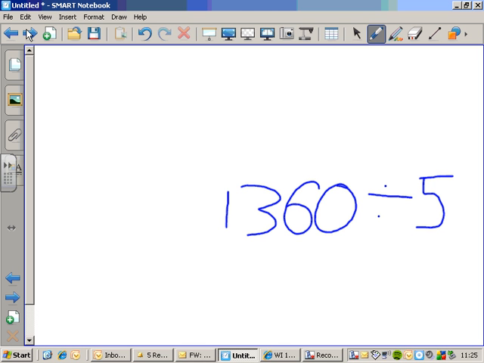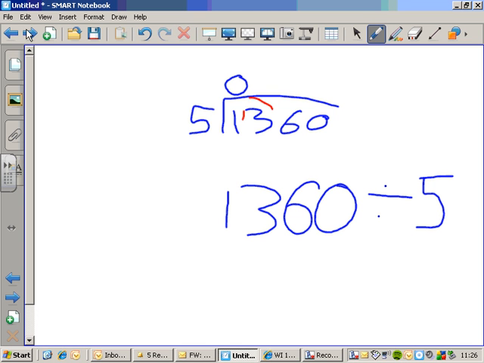1,360 divided by 5. So we use our bus shelter again. And now, Ethan, how many times does 5 go into 1? It doesn't go into 1, so 1's going to have to be moved as a remainder to the next digit. Because if we have 1 and we don't use anything, then how much will be left? 1.